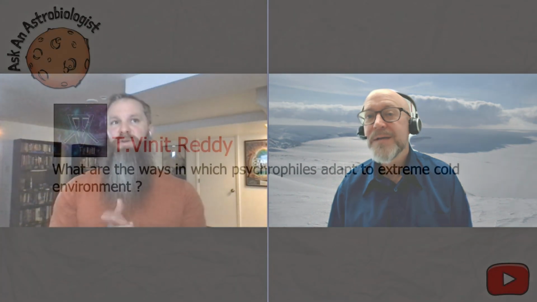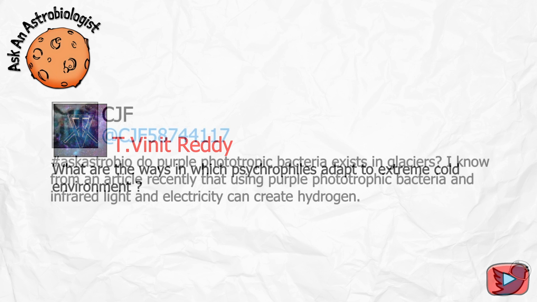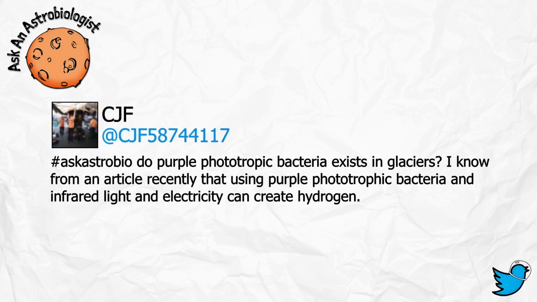Indeed. These next two questions, I'm going to bring them together, actually. We have one from user TVinitReady on YouTube and another from CJF on Twitter. TVinit first wants to know how psychrophiles adapt to extreme cold environments, things like creating antifreeze proteins inside of cellular structures to avoid freezing. But then CJF wants to know if purple phototrophic bacteria exist in glaciers. Specifically, they want to know more about the production of hydrogen from some organisms through phototrophy in glaciers.